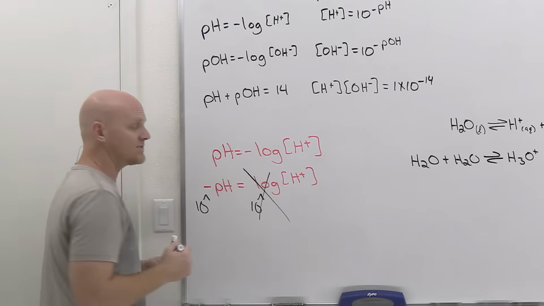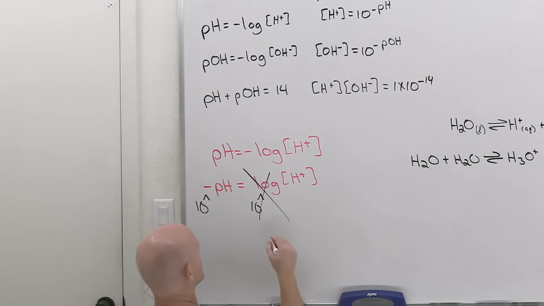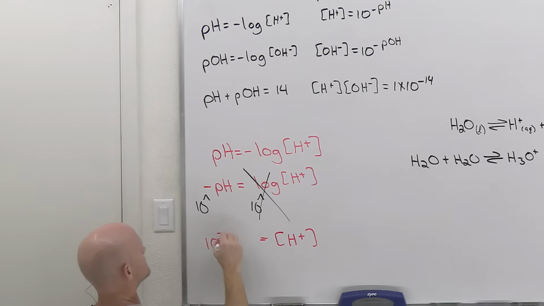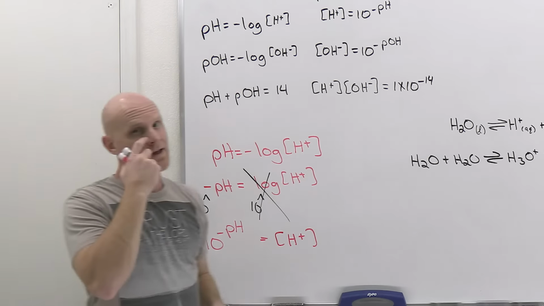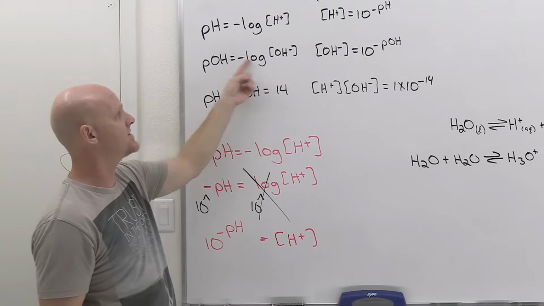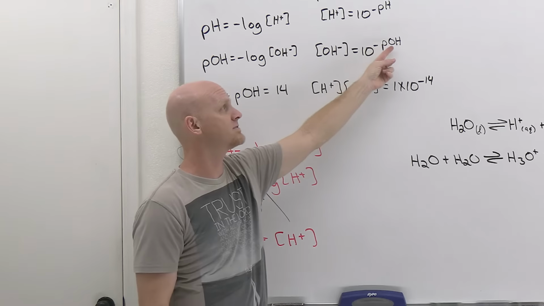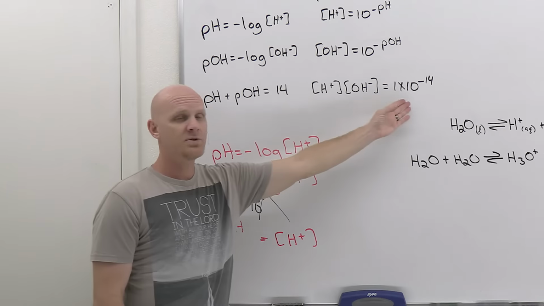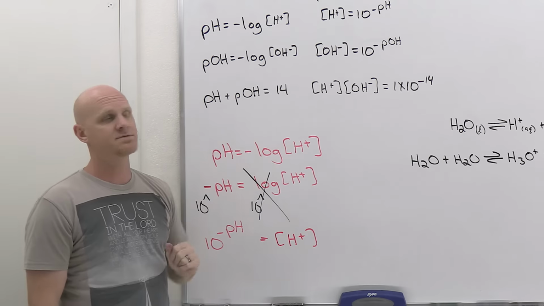And on this side, it cancels 10 to the log. They're inverse functions and they cancel. And so you'd be left with H+ equaling 10 to the negative pH. And so that's our other equation here. H+ equals 10 to the negative pH. In similar fashion, if you solve this equation for the hydroxide concentration, you'll get that the hydroxide concentration equals 10 to the negative pOH. Cool, and then again, we've got the Kw expression, and then the negative log of that to get pH plus pOH always add up to 14.